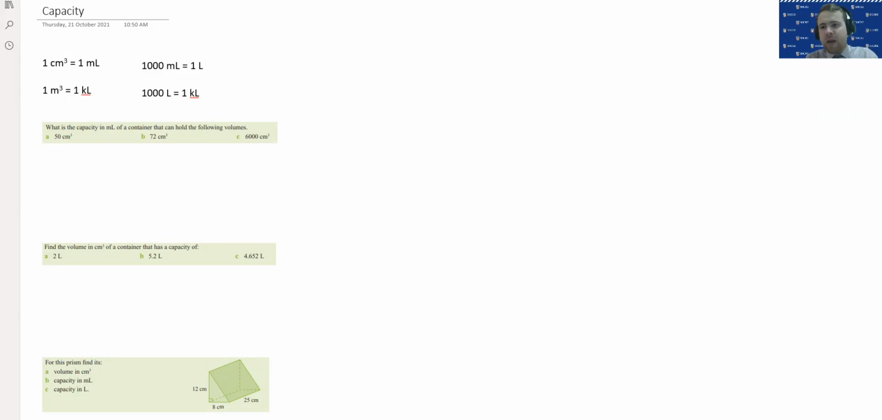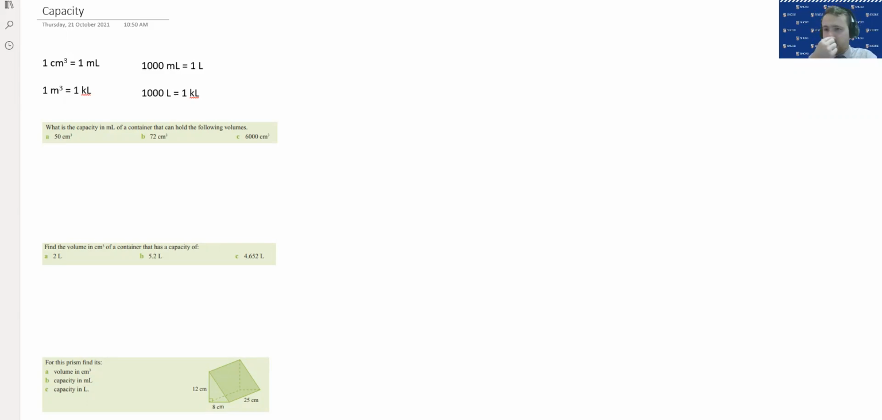Today we're looking at capacity. Now capacity is a very similar concept to volume, except it's more referring to how much liquid a container can hold. So the volume and the capacity of an object are related. We just use different units to measure them.